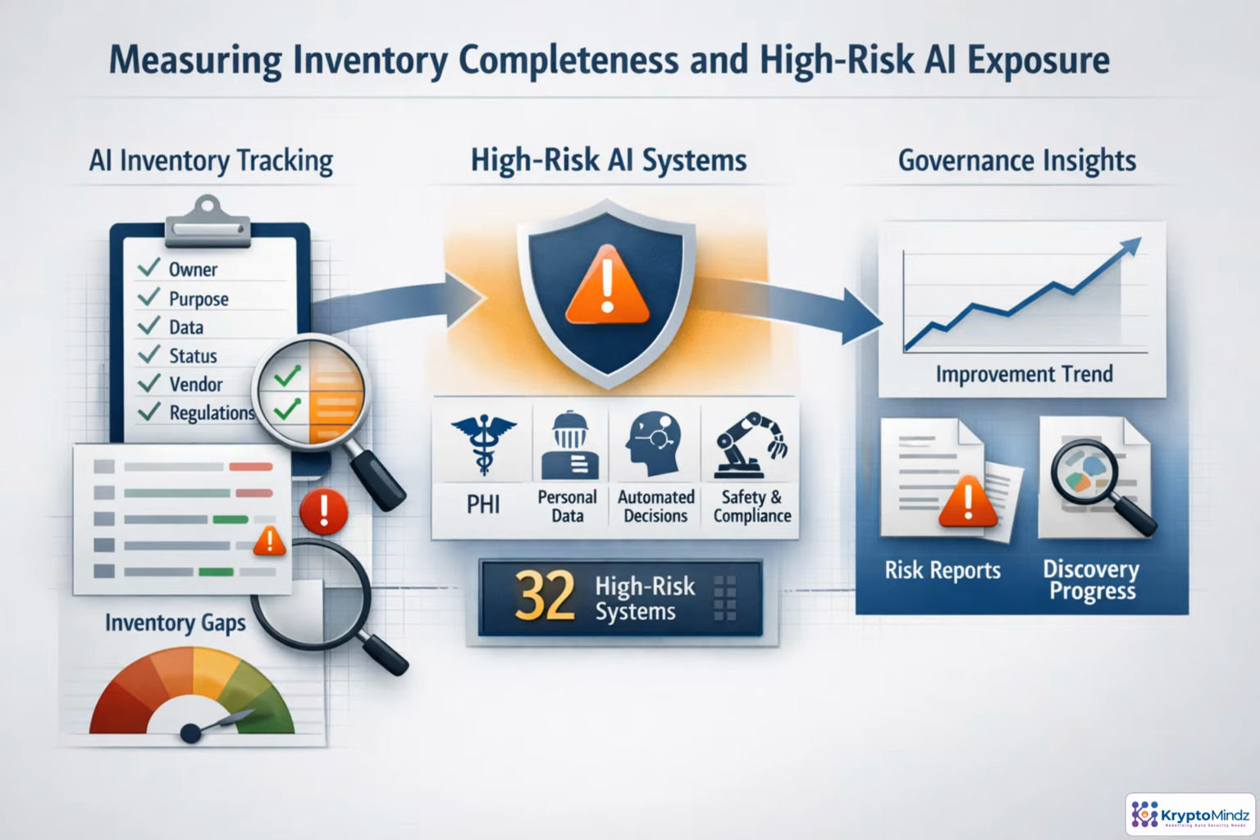The inventory is still the foundation. Each AI system should have an owner, purpose, data profile, deployment status, vendor dependency, and regulatory obligations. From there, classify exposure: PI personal data, automated decisions, safety impact, and compliance sensitivity all raise the risk tier. Treat missing inventory fields as risk signals, not paperwork gaps. Over time, leaders should see completeness improving, while high-risk and critical systems become clearer, owned, and actively managed.